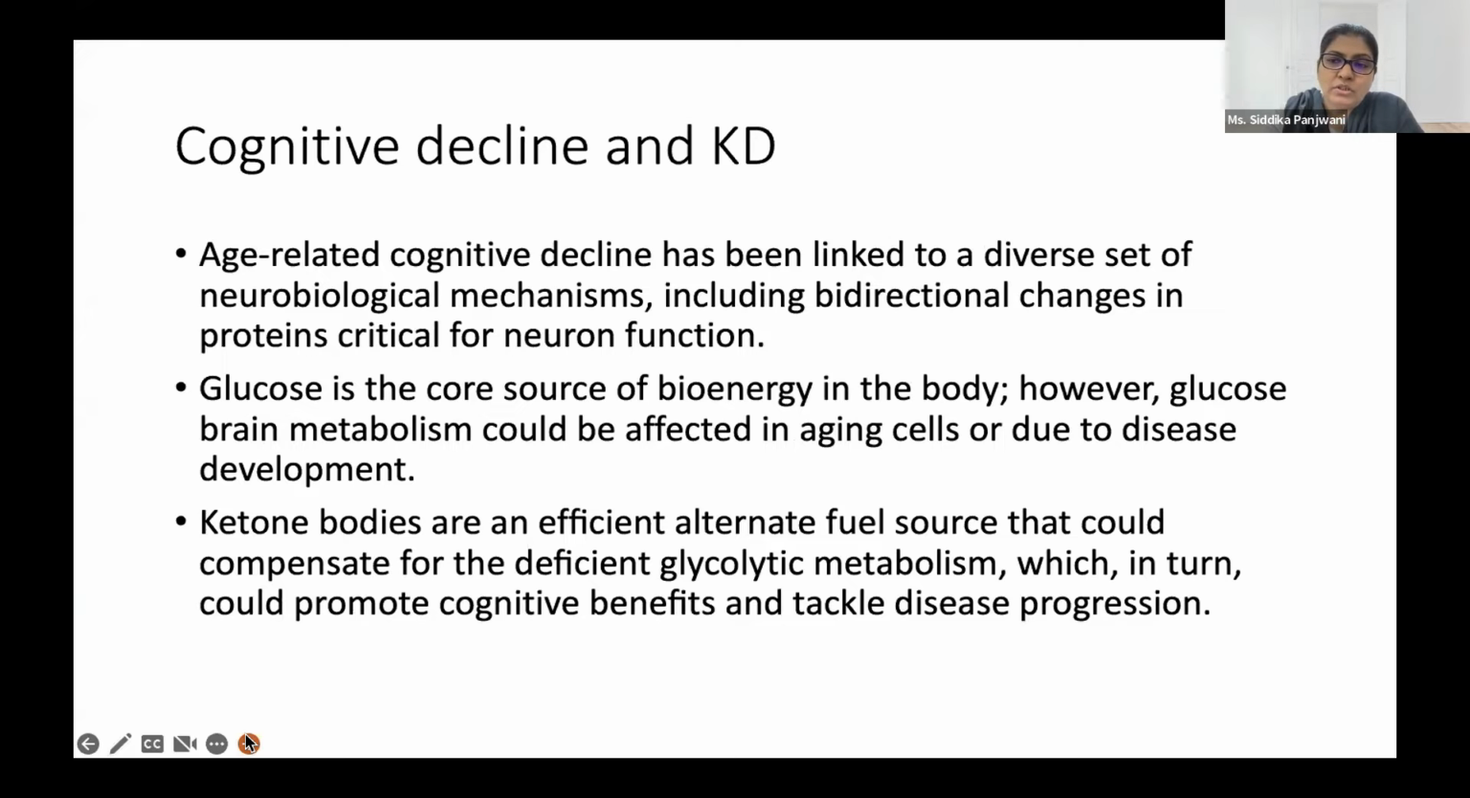However, in neurological conditions like dementia, we are unable to metabolize glucose effectively, which leads to cognitive concerns. So ketogenic diet, or ketone bodies, would provide an efficient alternative fuel to compensate for this glucose hypometabolism, and in the bargain promote cognition and tackle the disease progression.